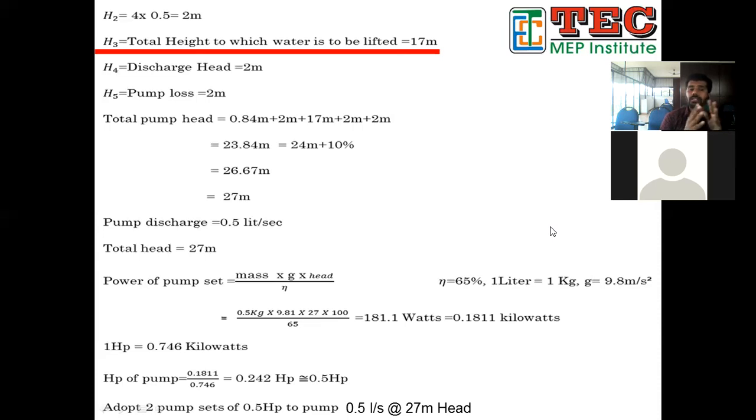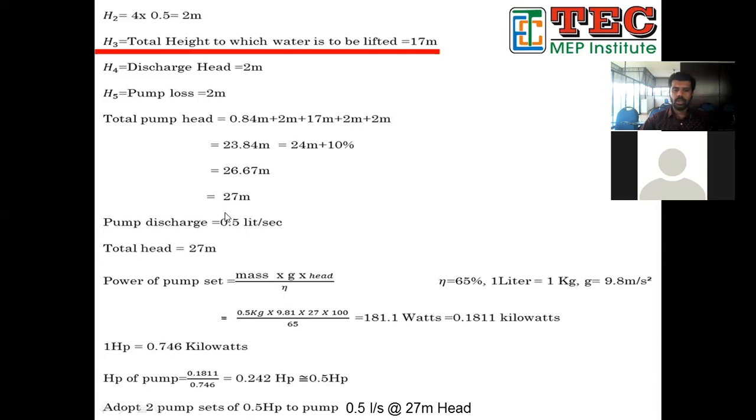Okay. So total head means the addition of all the head. Addition of all the head means suction head plus delivery head plus friction loss plus pump loss, plus you can add a safety factor also to it. That is the total head. Then you equate in this formula: mass into gravity into head divided by efficiency. You will be getting its answer in watts only. You can convert into kilowatt, and 1 HP is equal to 0.746 kilowatt. Then you can convert that kilowatt into HP. So you got approximately 0.25 HP, and you can take approximately 0.5 HP.